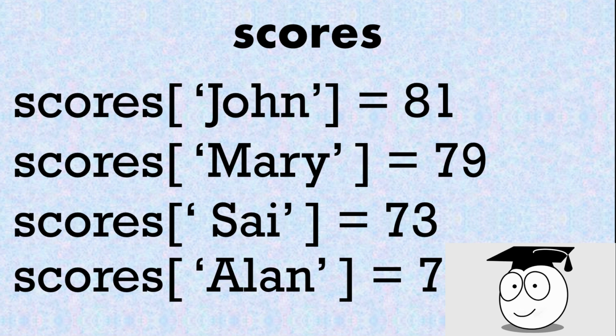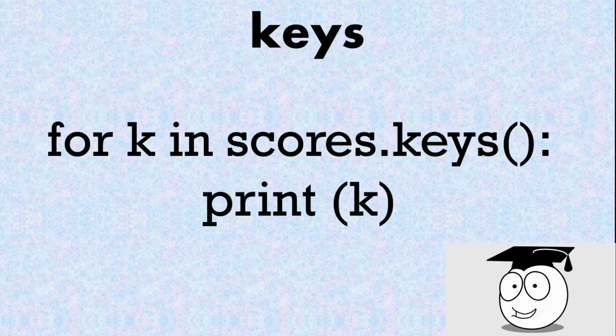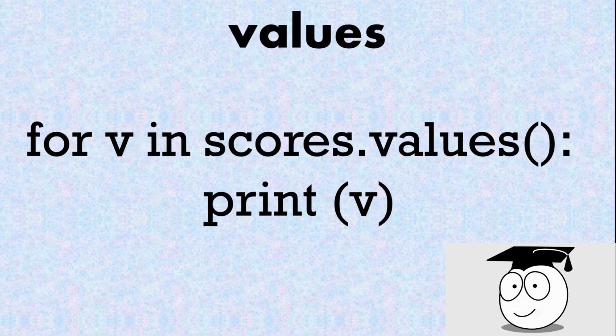We can print them using a for loop. So we have for x and y in scores.items. So the items has the key and the value. So we print the key and the value as x and y. If we just want to print the keys, that will just be the names in the scores example. We can do that using .keys. And if, for example, we just wanted to print the values, we can just use .values and print them.